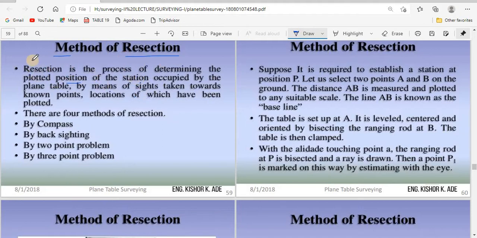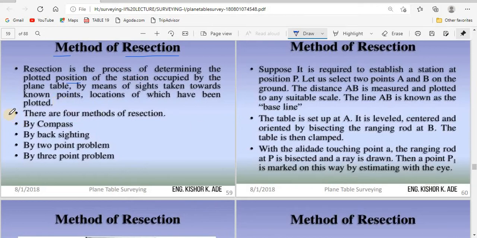You are determining the position of an already plotted station occupied by the plane table by means of sights taken towards the known points, the location of which has been plotted. Basically, in this section, suppose you have done surveying with the help of plane table surveying, and you have to establish where your table was established. That point you need to establish. So with the help of some reference points which have already been plotted, you will have to find out that particular point where your plane table was installed. So that process is known as your method of resection.